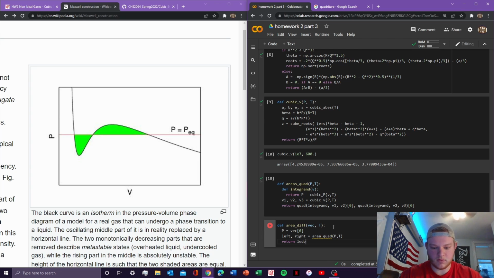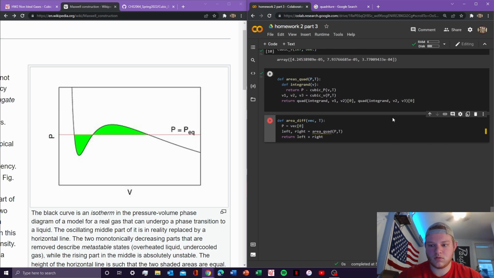Why can't I spell? Scroll this up so my head's not in the way. There we go. We're gonna make this areas. Make that areas.